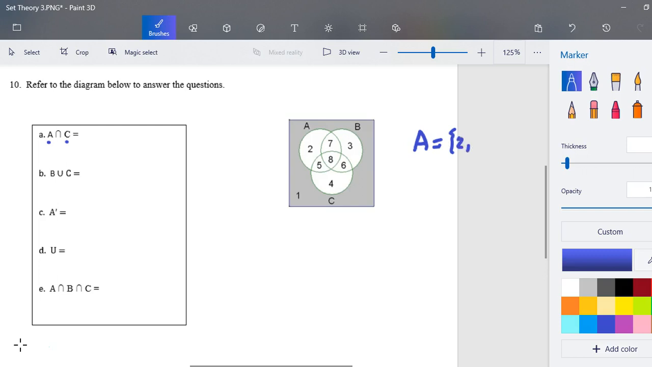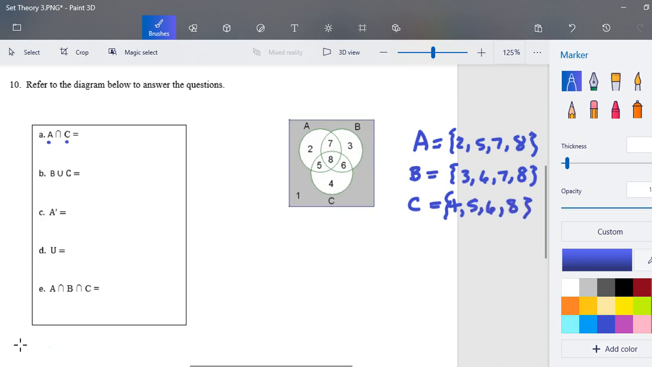So in the circle A, I have a 2, 5, 7, 8. And remember, we're going to try to write them alphabetically or numerically in order. So B, I have a 3, a 6, 7, and an 8. For C, I have 4, 5, 6, and 8. And then the universe has everything, including the straggler over here. So 1, 2, 3, 4, 5, 6, 7, and an 8. So that's going to help me get started. Now I just need to go over here and answer each one of them carefully.